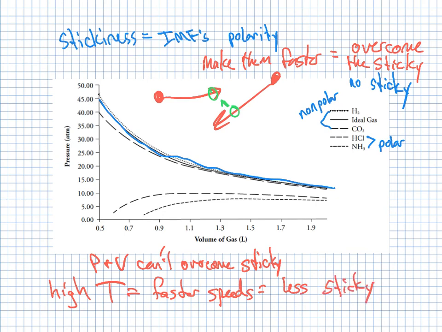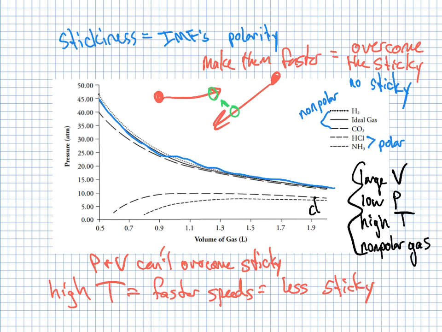So to recap, what we are looking for is a large volume, a low pressure, a high temperature, and a non-polar gas. These are all going to mean that we get close to ideal and KMT being true. That's what we're looking for.